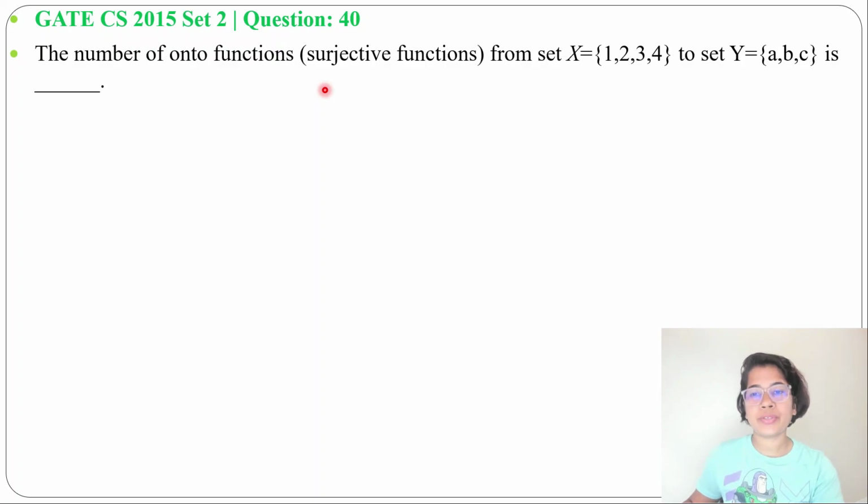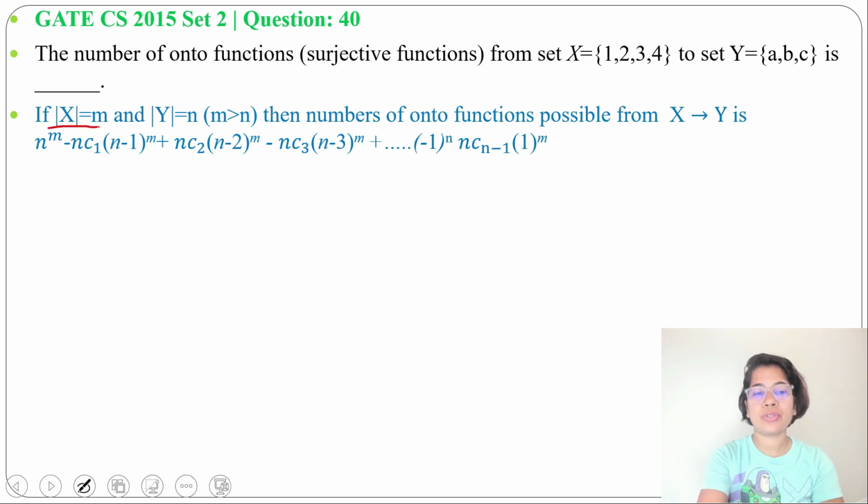Let's solve one previous question of functions. This question was asked in GATE CS 2015 set 2 question number 40. The number of onto functions, also called surjective functions, from set X containing 1, 2, 3, 4 to set Y containing A, B, C is dash. I already discussed the formula for finding the number of onto functions.